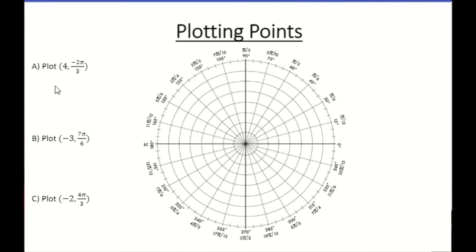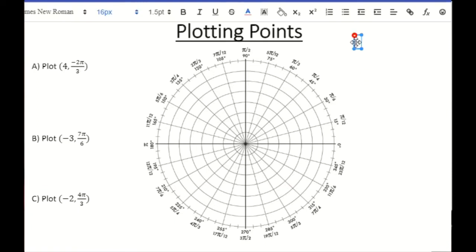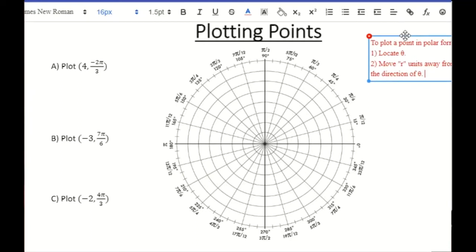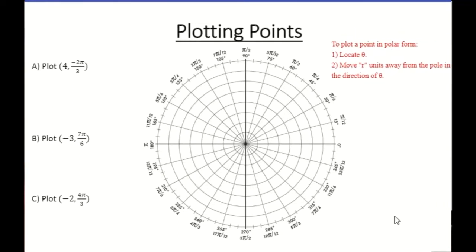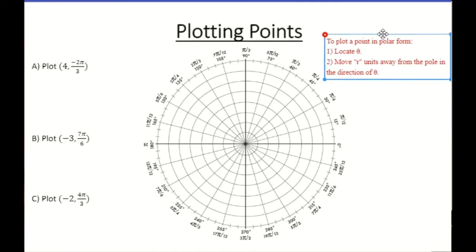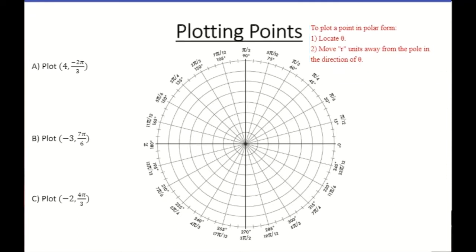All right, hopefully you had a chance to at least try this out. Let's walk through each one of these. So 4 comma negative 2 pi over 3. So once again, we have, let me throw this up there as well. I'm going to have to move that over, aren't I? Just a tad. Okay, that looks fine. Okay, so the first thing we want to do is locate theta. Now, in this case, theta is negative.